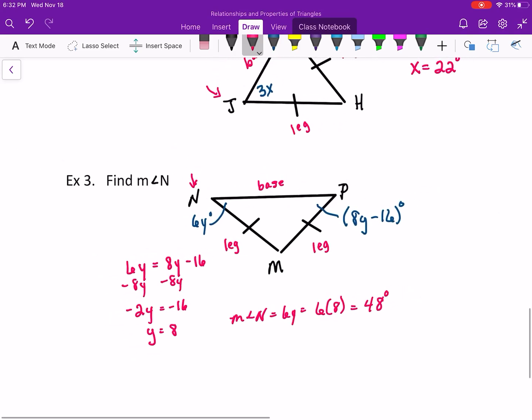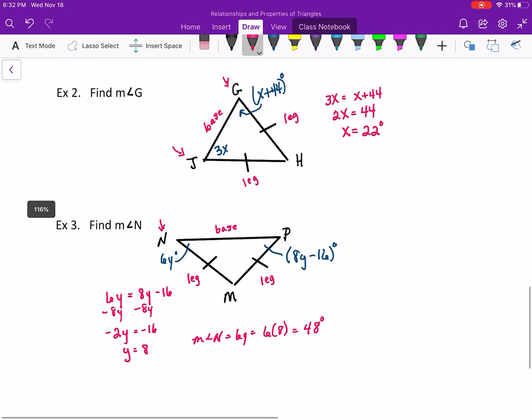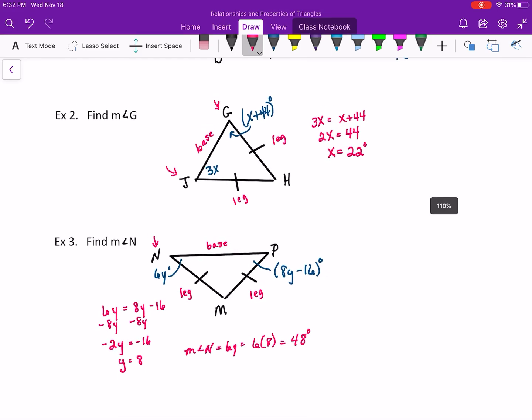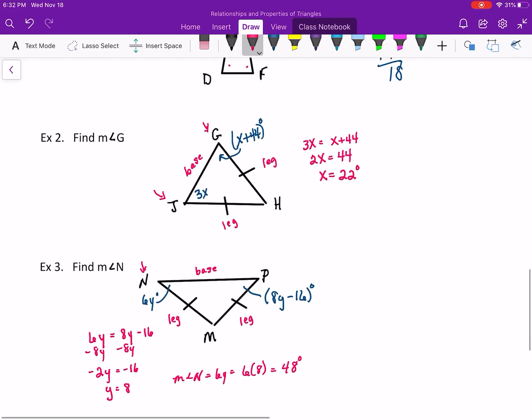These problems are a little shorter than the ones you did yesterday. Remember, anytime we're introducing a new idea, they become just a little bit more straightforward because we need to learn the theorem, need to learn how to use the theorem. All right, now that you've seen how isosceles triangles work, let's move on to the equilateral. Let's move on to part 2.